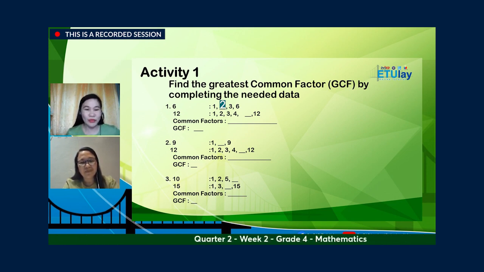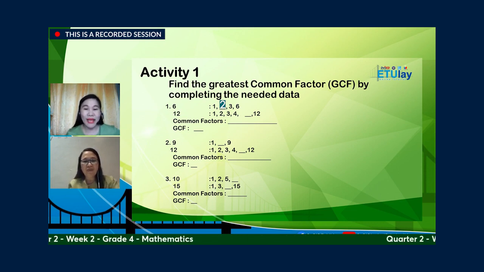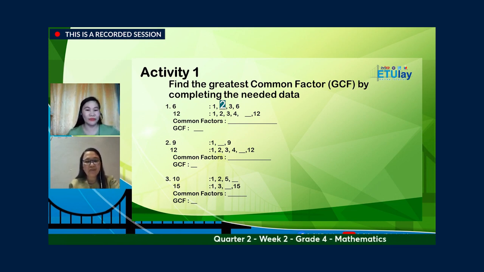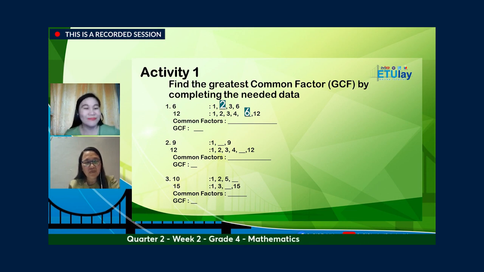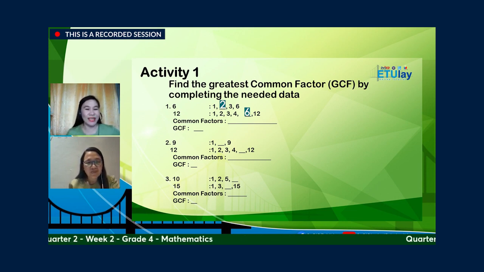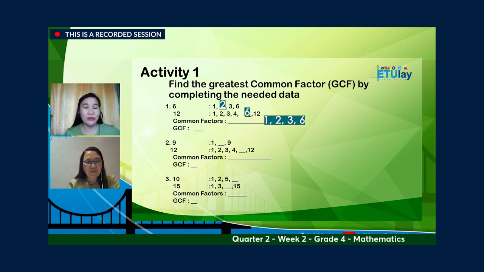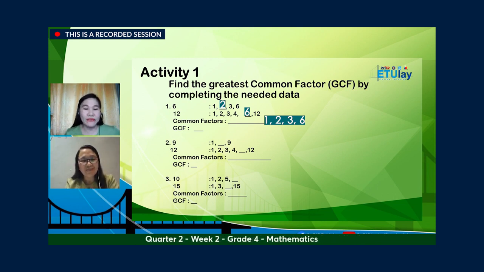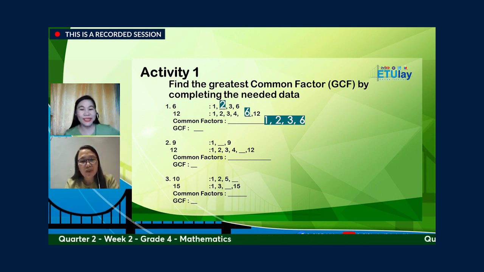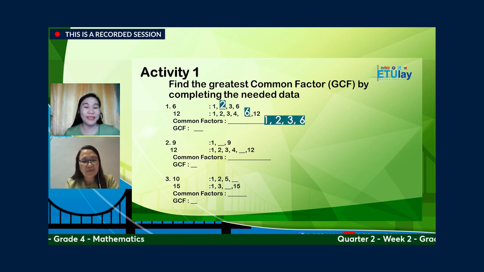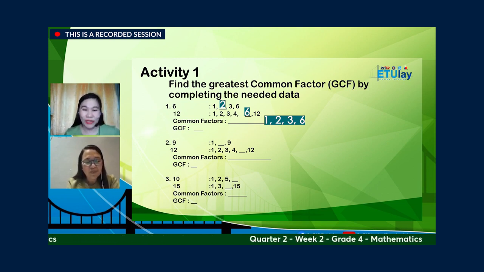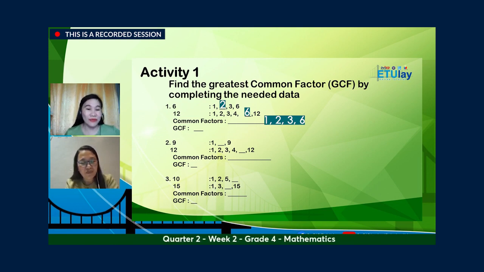How about number 12? What are the factors? We have 1, 2, 3, 4, blank, and 12. Yan, ano nga ba yung nawawalang factor ng 12? At kung ito ang inyong sagot, very good. 6 ang nawawala. So, ang sagot nyo ay 6. Ang galing. So, as you can see there, it was listed there, the common factors we have 1, 2, 3, and 6. So meron tayong apat na common factors for 6 and 12. And the greatest common factor? Very good, 6 ang tama.